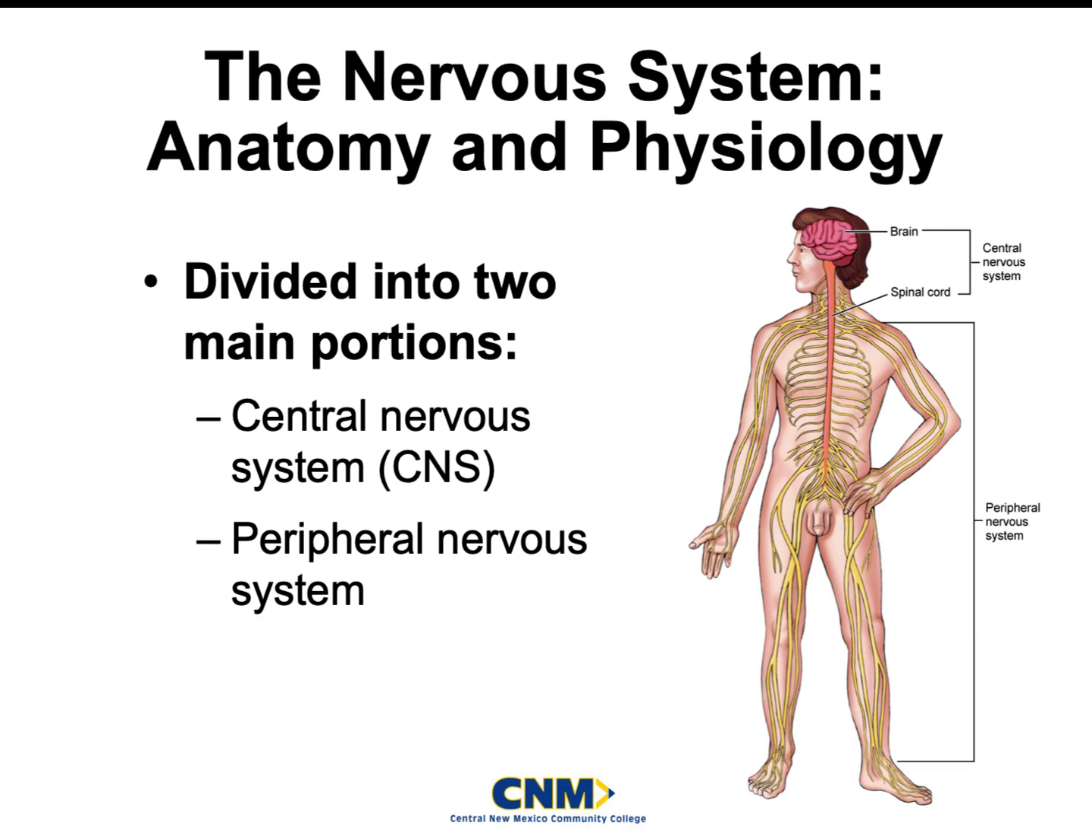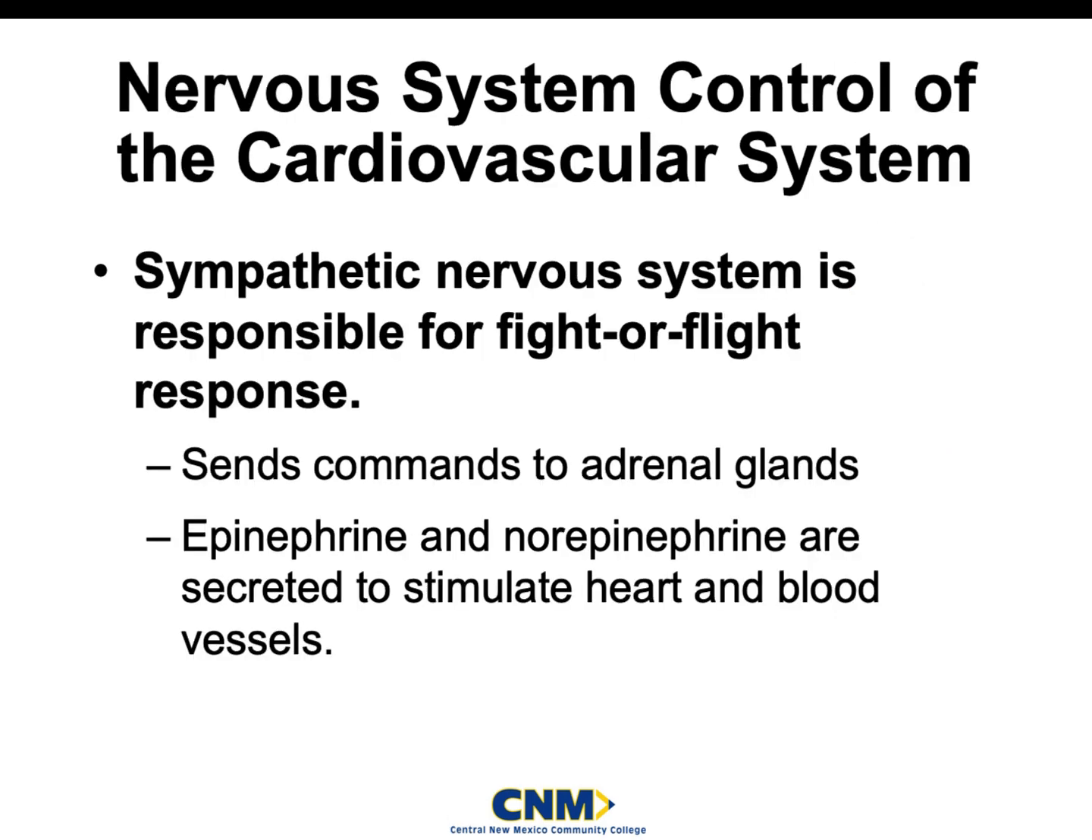So your nervous system is divided into two main portions. We have the central nervous system, which basically contains the brain and the spinal cord. And the peripheral nervous system is all the nerves coming off the spinal cord throughout your body, touching pretty much every single organ and every single tissue in your body as well.